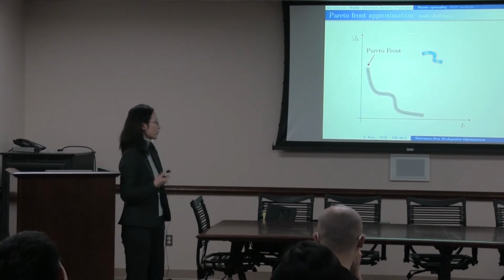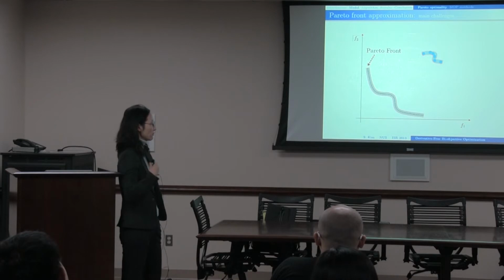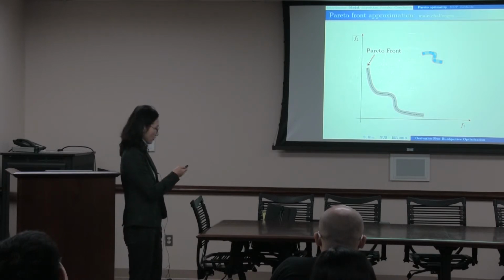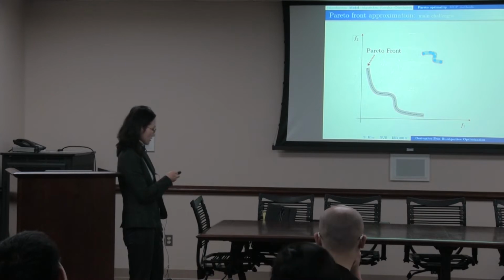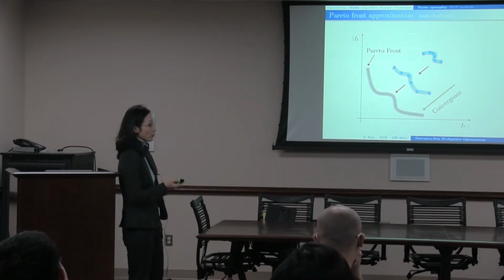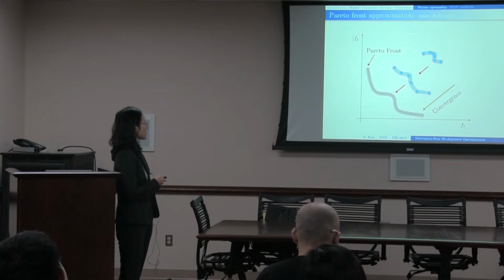So what type of algorithm do we want to eventually achieve? There are two things we have to keep in mind when we design this algorithm. First of all, the convergence. At the beginning, we start with some set of solutions, a discrete set of approximate solutions. And as the algorithm proceeds, we want this set of approximate solutions to eventually converge to the true Pareto front. That's the convergence we think about.